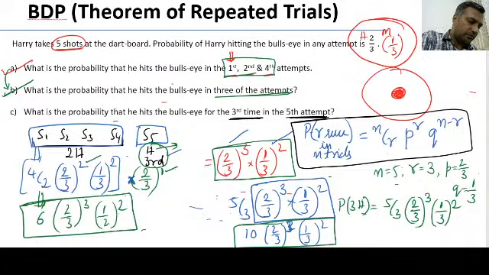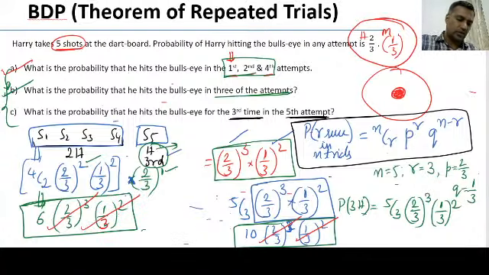What is the difference between B and C then? Most of it is the same. 2 by 3 raised to power 3 is the same as 2 by 3 raised to power 3. 1 by 3 raised to power 2 is the same as 1 by 3 raised to power 2. No change. What changes is that here you wrote 10 and here you wrote 6. That makes the difference in these two probabilities. Great, guys, that's about this question.